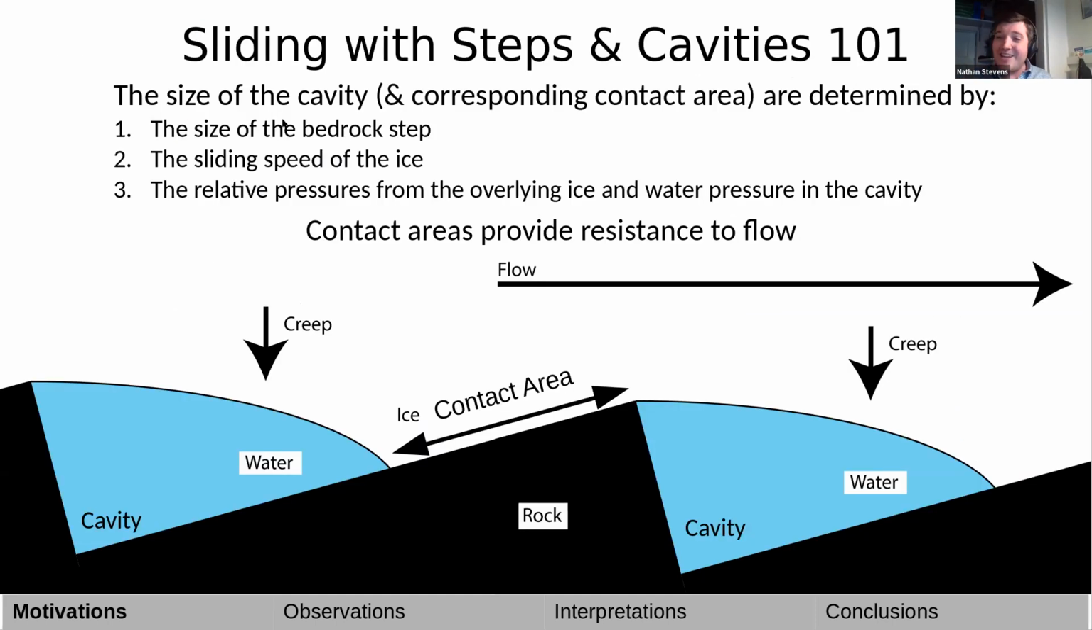Now, in this case, we're particularly interested in looking at stepped bed sliding. So I'll run through the basics of this that will become very important as this goes on. So the size of these water-filled cavities that form in the lee of bedrock steps and the corresponding contact areas, so this ice-bed contact where there isn't water in between, is modulated by the size of the bedrock step, sliding speed of the ice, and the relative pressures between the overlying ice, so this overburden pressure, and water pressure within the cavity. And it's these contact areas that modulate how much resistance to flow there is, so how much sliding resistance is there.